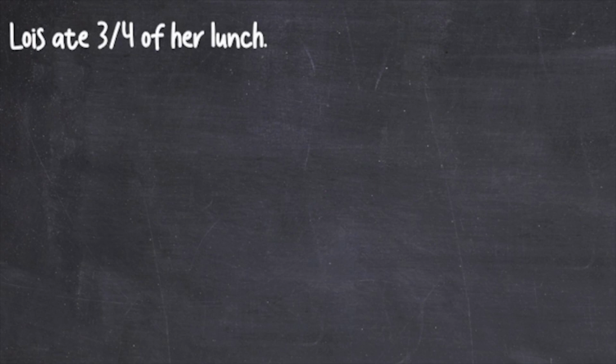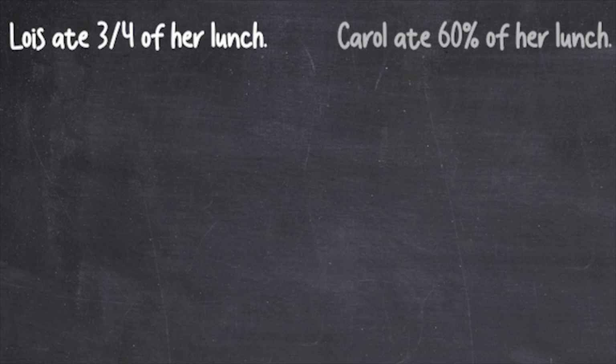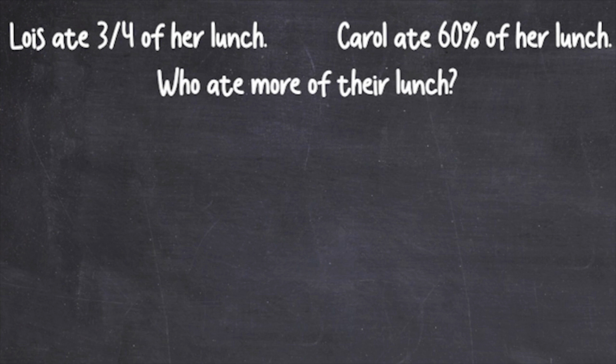Let's try another example. Lois ate 3/4 of her lunch. Carol ate 60% of her lunch. Who ate more of their lunch? Here, we need to compare a fraction and a percentage. To do this, we need to choose one number and convert it into the other form. Let's convert the fraction to a percentage. We know that Carol ate 60% of her lunch, which is already a percentage, so we don't need to do anything there. Lois ate 3/4 of hers. Let's find this as a percentage.